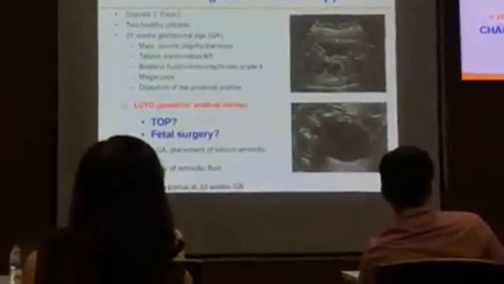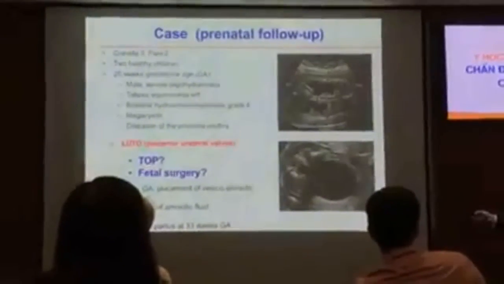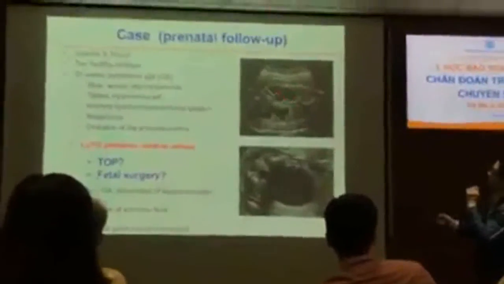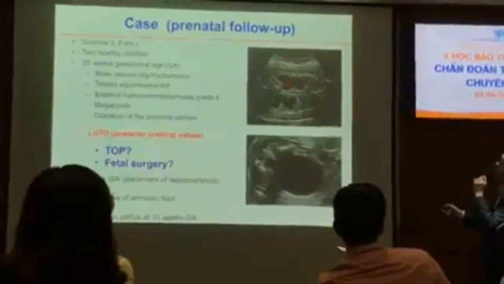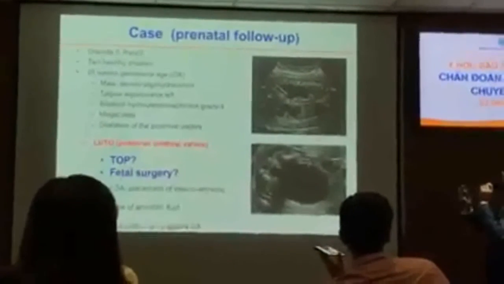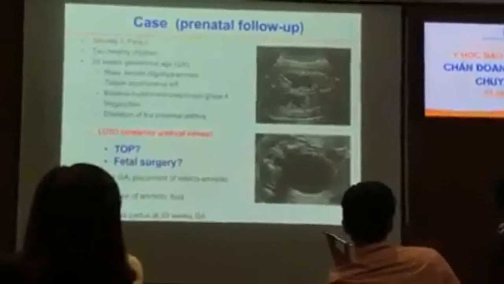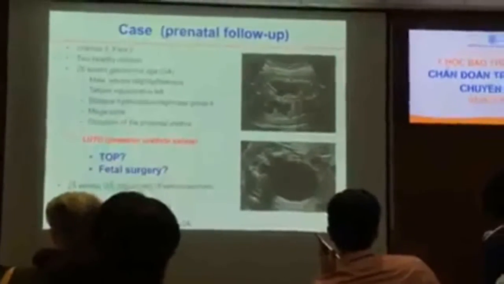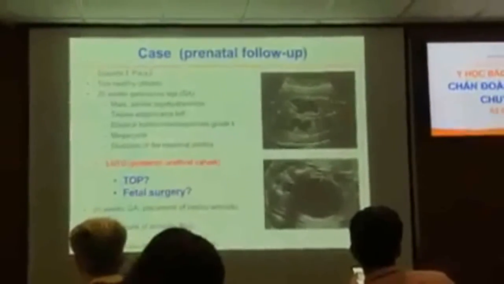Yeah, like this case. He's got LUTO at 25 weeks, right? 25 weeks, and they got bilateral kidney grade 4 already. You can see it, one kidney. And you can see the severe oligohydramnios, there is no more amniotic fluid. And this is where you can do the termination of pregnancy or do the fetal surgery. This case had vesico-amniotic shunting, then increasing the amniotic fluid.